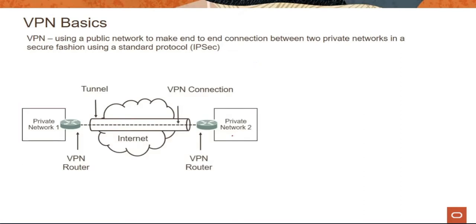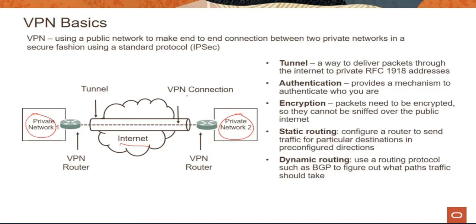You have two different networks here. There's a private network 1, private network 2, and they want to create an end-to-end connection over an unsecure channel like the internet, and using VPN, they could do that. Now, what are some of the key characteristics we talk about, right? The first thing in a VPN is this thing called a tunnel. A tunnel is nothing but a way to deliver packets through the internet to RFC 1918 addresses, meaning private network addresses here.